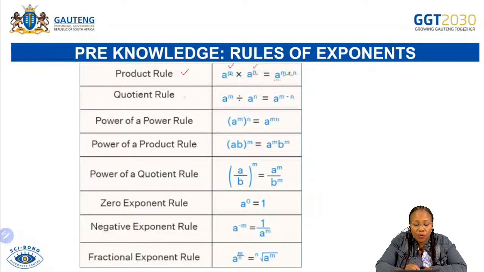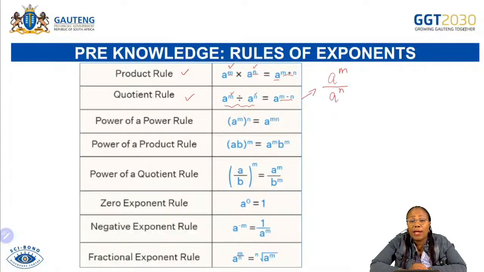So rule number 2 is the quotient rule. It says when you are dividing the same base, you subtract your exponents. As you can see, we have subtracted m minus n. The same here, we can have the notation a to the power m over a to the power n, which is the same thing because it's the division application. So you still end up with a single base a and then subtract your exponents.